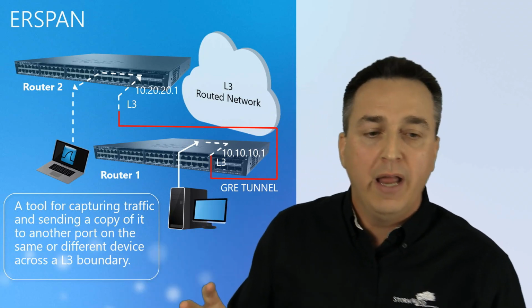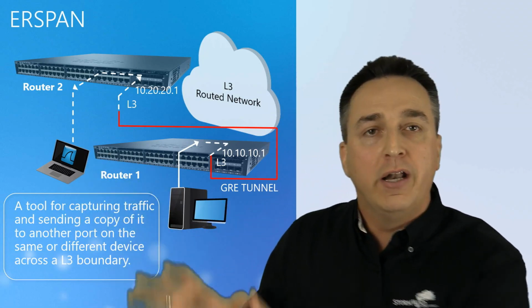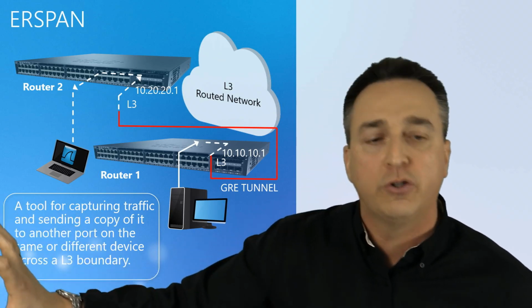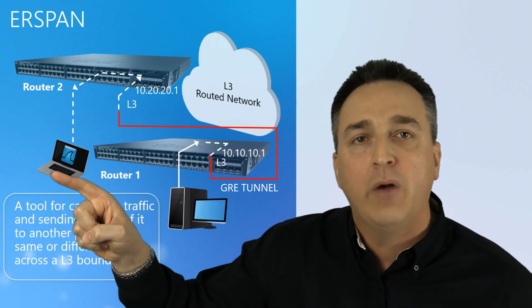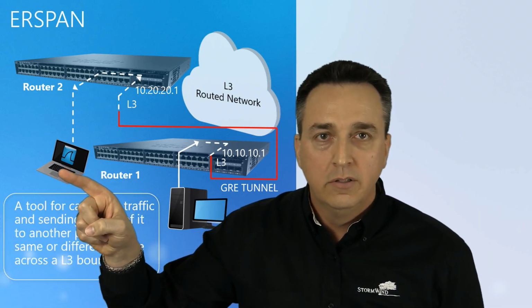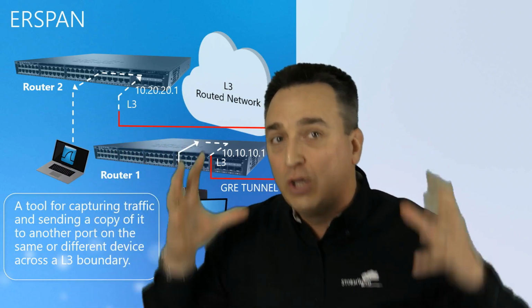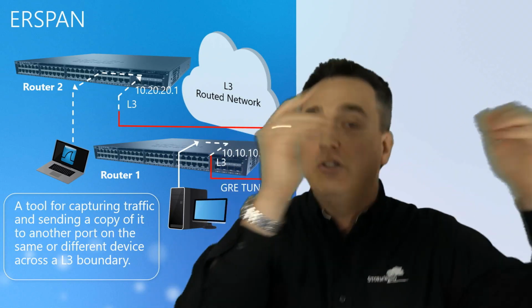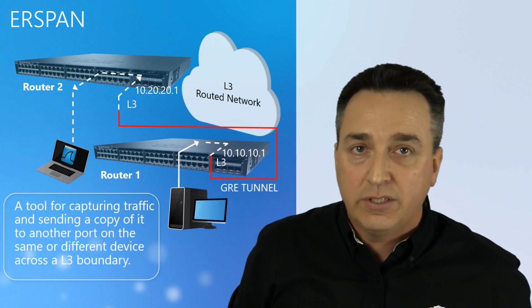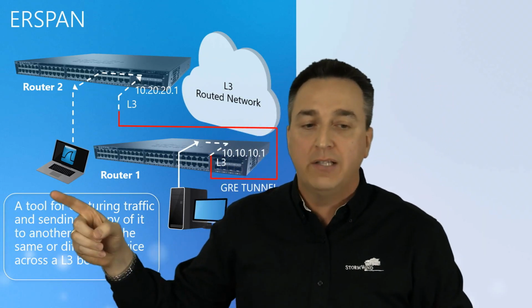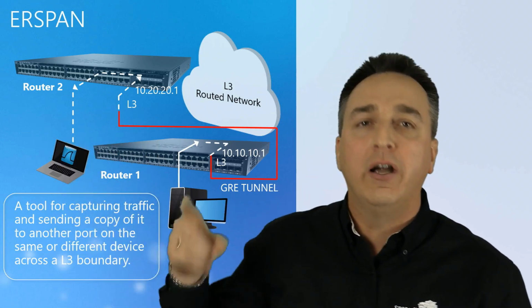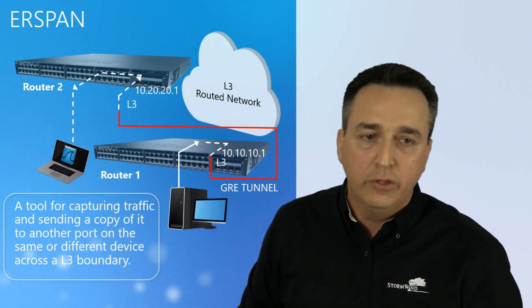So picture it this way. You're trying to capture traffic on an access layer switch where your end users are, but this device right here is in your data center. So you go from that layer 2 environment across your layer 3 core back into a layer 2 environment in the data center where you have this device sitting. This is where ERSPAN is going to be used, right?